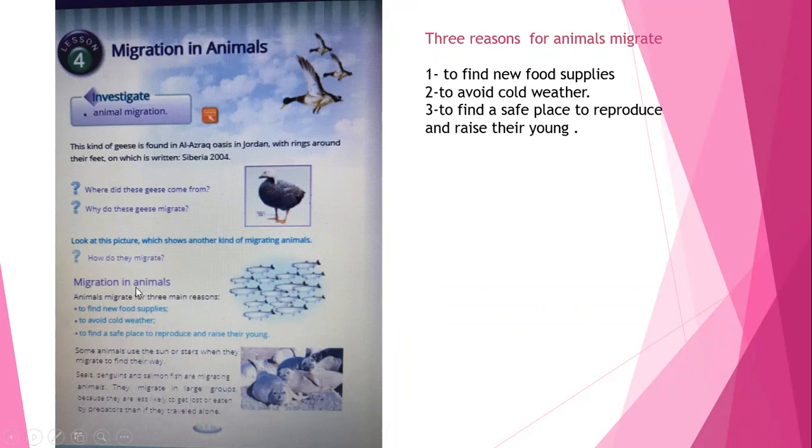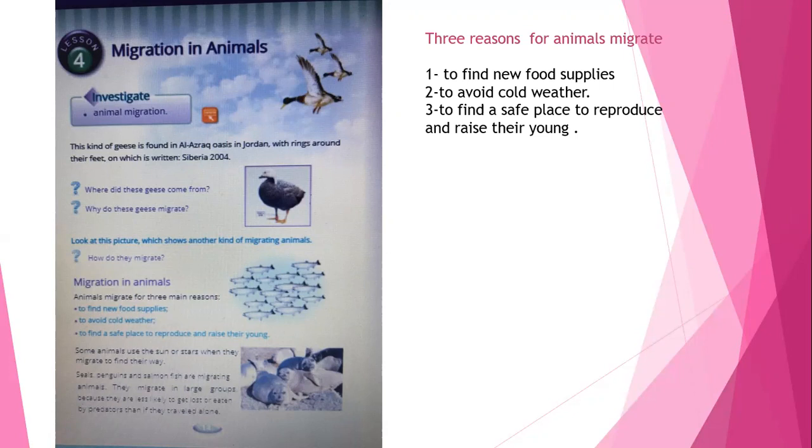We have three reasons for animals to migrate. Let's read them. Animals migrate for many reasons, like to find new food supplies, to avoid cold weather, and to find a safe place to reproduce and raise their young. Okay, so they travel to find a safe place to reproduce and raise their young.